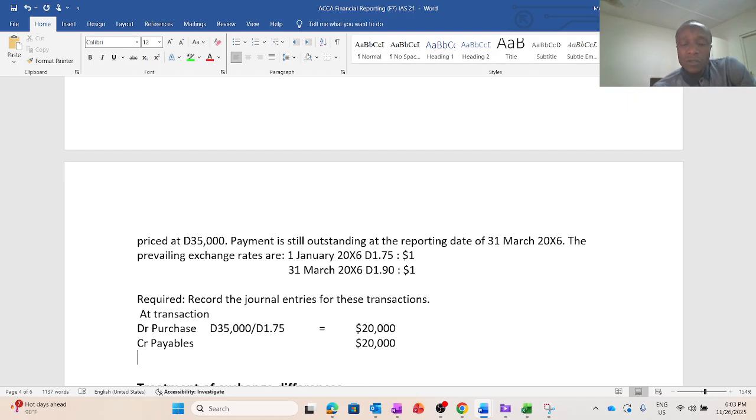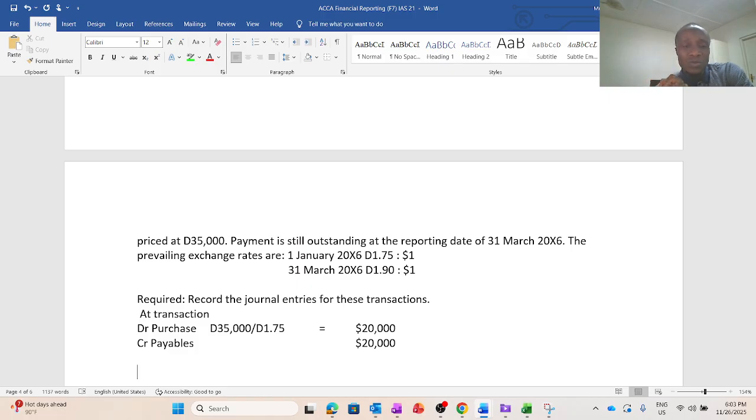Now, another point we need to know, the transaction is not settled within the accounting period, because this question stated that payment is still outstanding at the reporting date. So it means we still have payables of $20,000 that is stated in our financial statement. We also have a purchase of $20,000 that is shown in our financial statement. But now the payable is among the category of the monetary items.